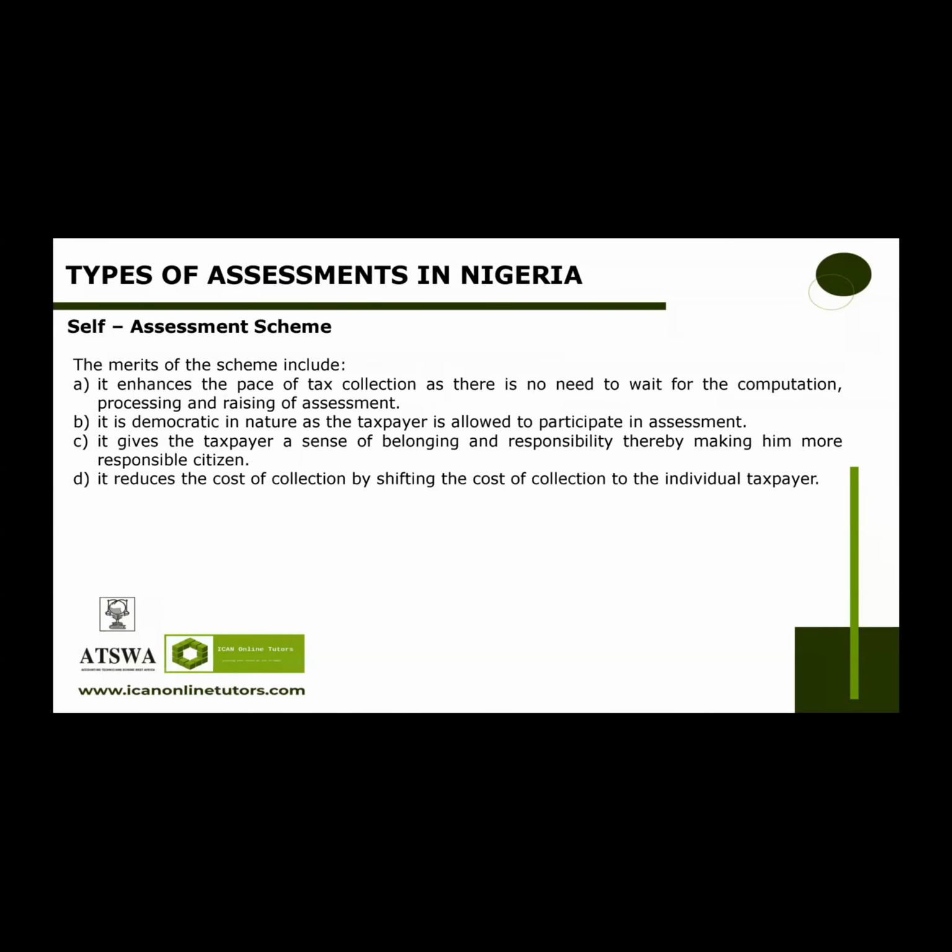Okay. So now let's look at types of assessments in Nigeria. In Nigeria, we have different types of assessments, namely self-assessment, provisional assessment, and best of judgment. So for self-assessment, a taxpayer can compute the tax payable for the year of assessment, file the returns, and pay the tax due. Such payments can be made in one lump sum or in monthly installments, not more than 6.